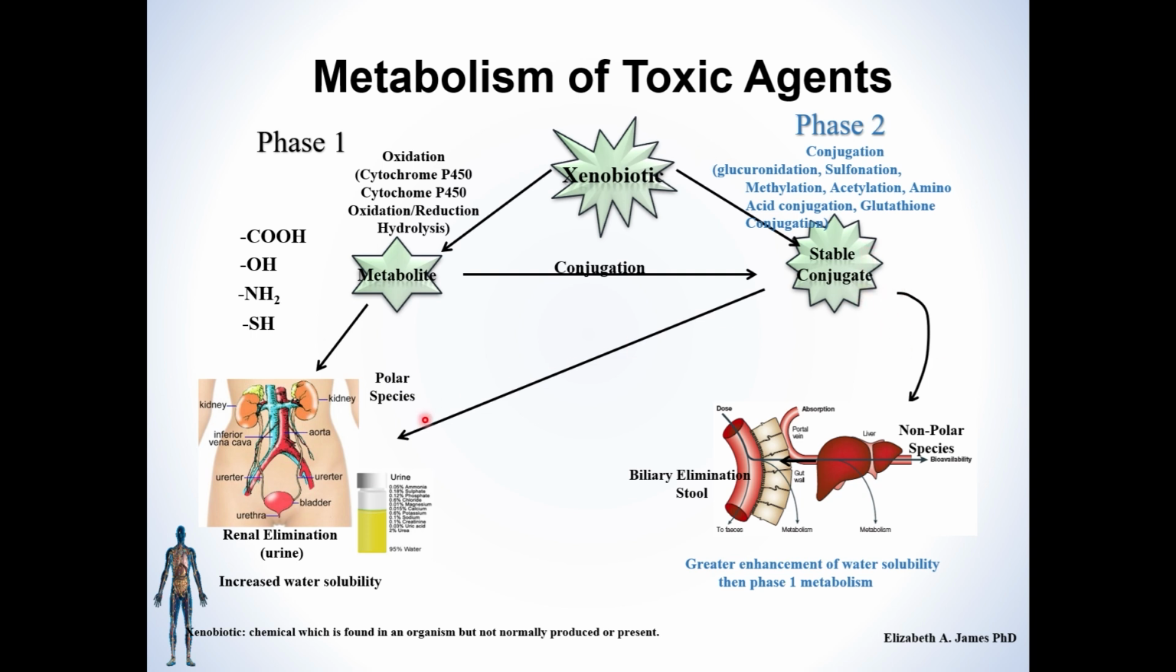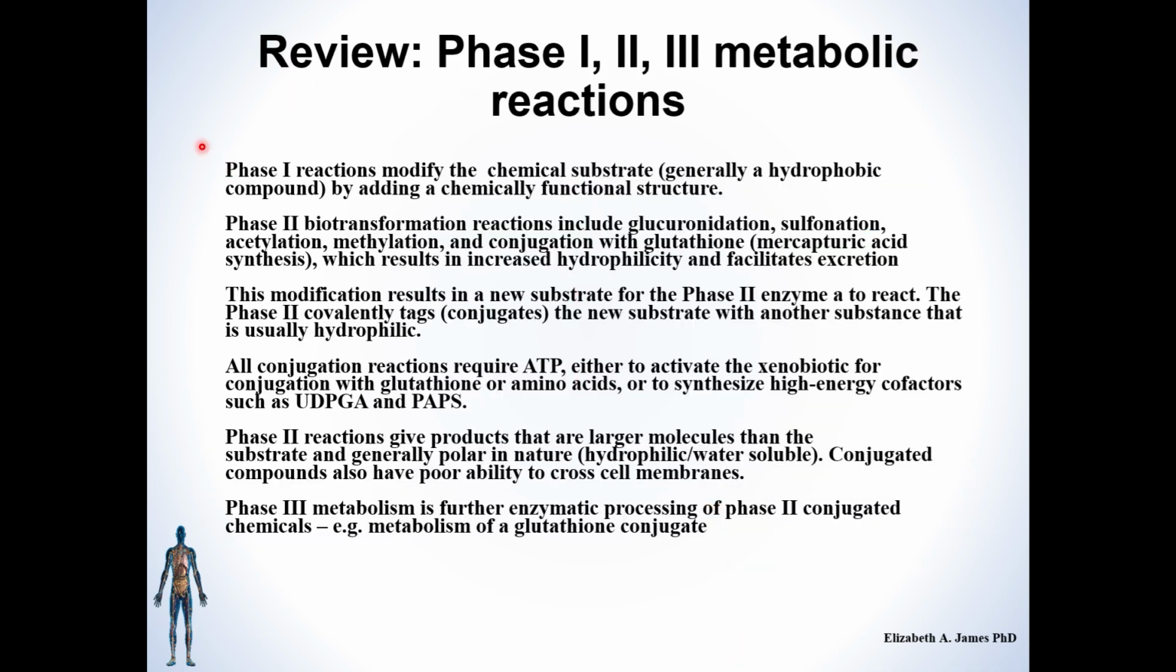Now, the stable conjugate becomes much more water soluble and can be excreted. It can also become a non-polar species, so that in doing this is what enhances the greater excretion of that molecule. All right, so in review, phase one reactions modify the chemical substrate, generally a hydrophobic compound, by adding a chemically functional structure.